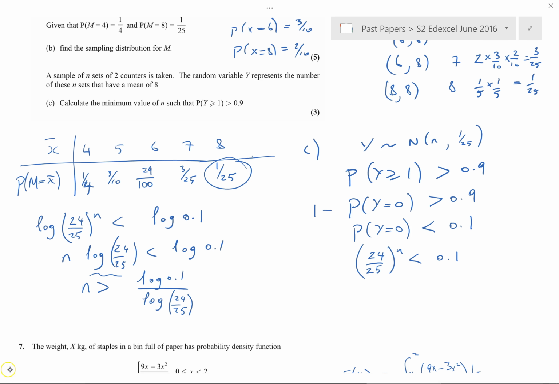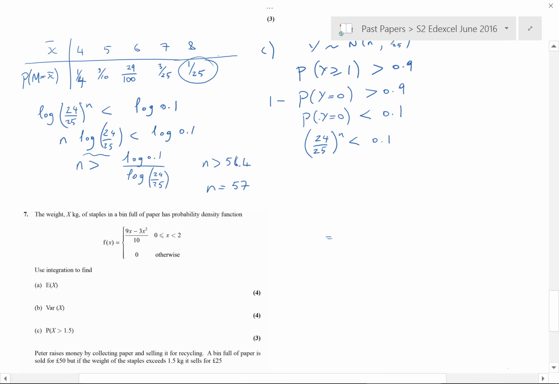Okay, I'm working that out on a calculator. n is greater than 56.4, so in order for that to be the case, because we're looking for the next highest integer, n equals 57. Okay, right, let's have a look at the final question.